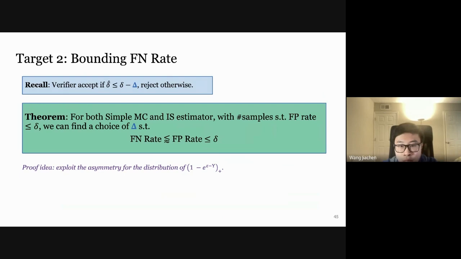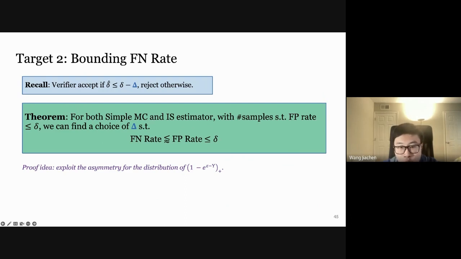Note that we haven't discussed the selection of this hyperparameter, this offset parameter, the big delta here. From the last slide, it seems that the larger this big delta is, the more efficient the MC verifier is. However, a too large big delta can lead the verifier to simply reject everything, which has no utility at all.